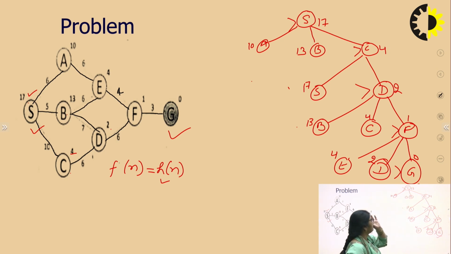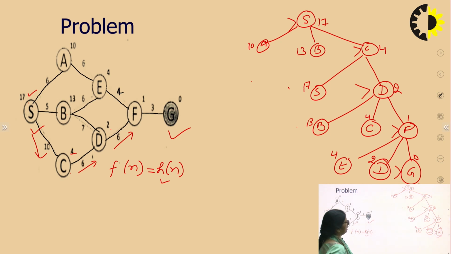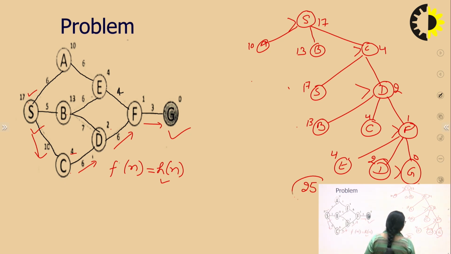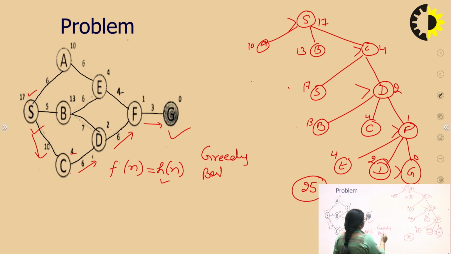So what is our path that we have found? S to C, C to D, D to F, and F to G. Okay. So what is our path length? 10 plus 6, 16 plus 6, that is 22 plus 3. So we have got the 25 cost. This is result of our greedy best first search. 25 will be the resultant.